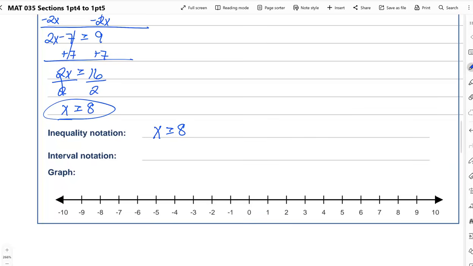On the graph, I'm going to have a closed circle at 8, and I'm shading it to the right. This heads off to infinity, so from the graph, we can see that we're going to have a bracket at 8, parentheses, and then infinity on the right.